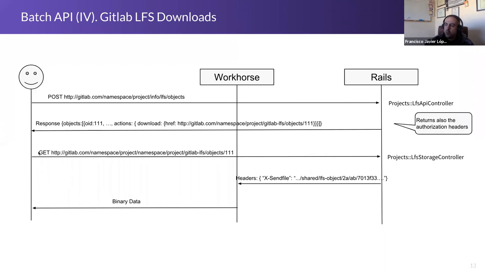Then the user will perform a GET request to the URL found in the response, and that will go to the LFS storage controller. Again, that controller will perform the authentication of the user, and if it is authenticated, it will send a response with the header X-Sendfile, and the content of that header will be the path on disk of the LFS file. This is important because we are not sending any binary data from Rails to Git LFS, okay? We only send a response with that header. That response will be intercepted by Workhorse. Workhorse will see that the X-Sendfile header is set, and then it will get the content of that header to access the file and finally stream it to the Git LFS client.